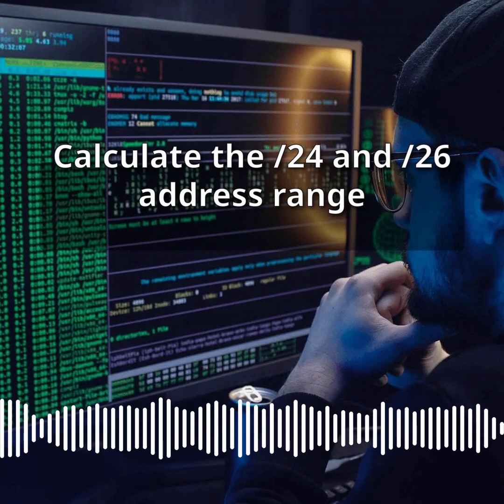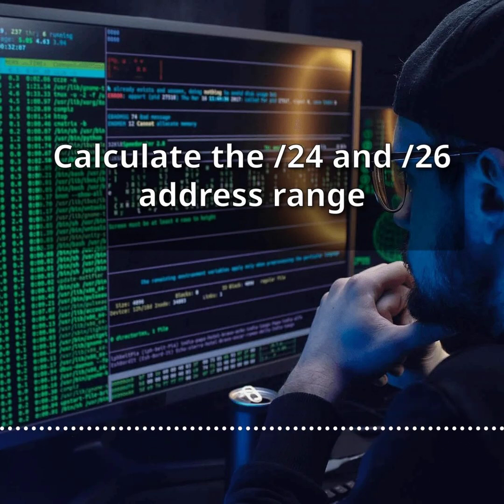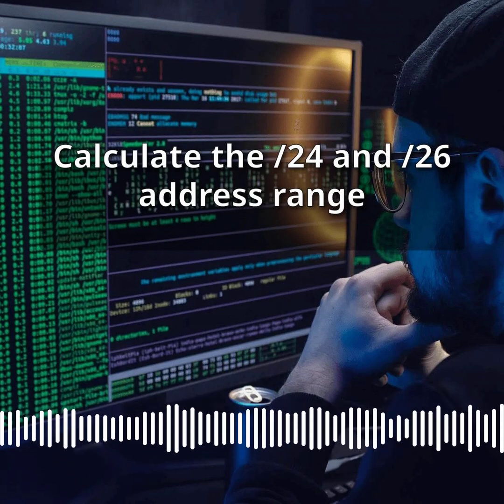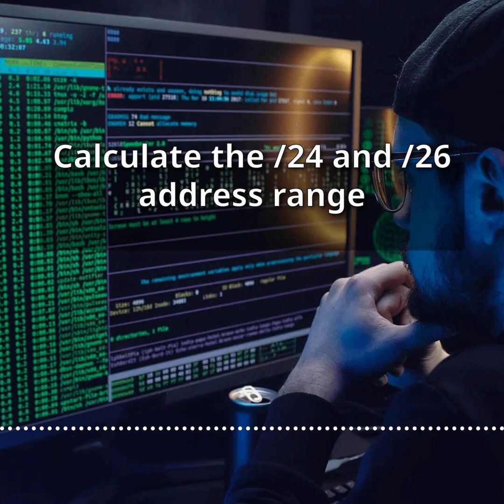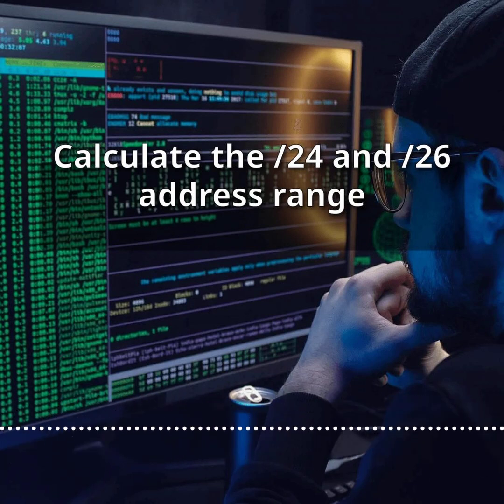Then, given the IP address 192.168.1.130, determine without a calculator which /26 subnet it belongs to, justify your answer with the calculation, and identify the network address, broadcast address, and the remaining usable host addresses in that subnet.